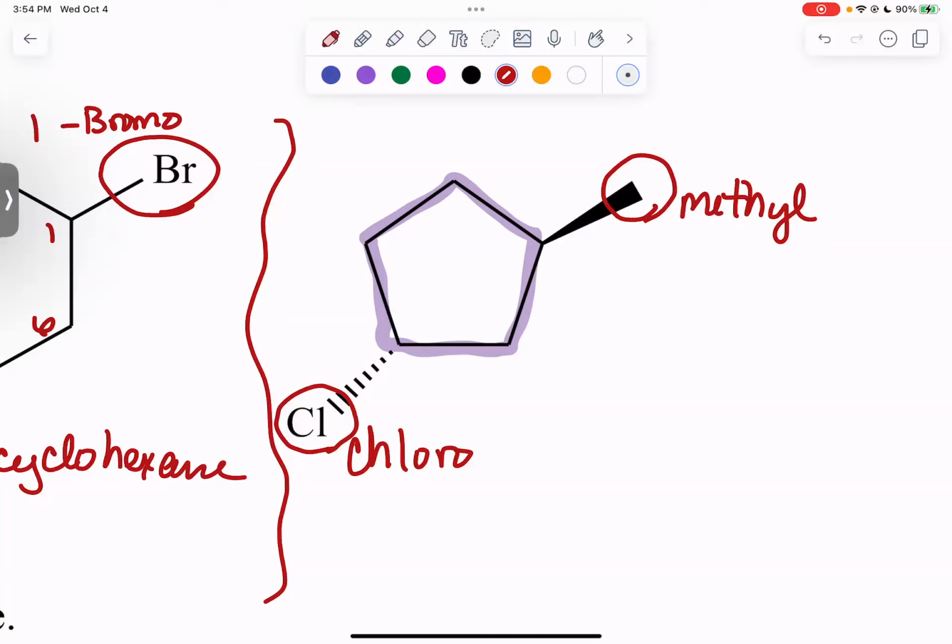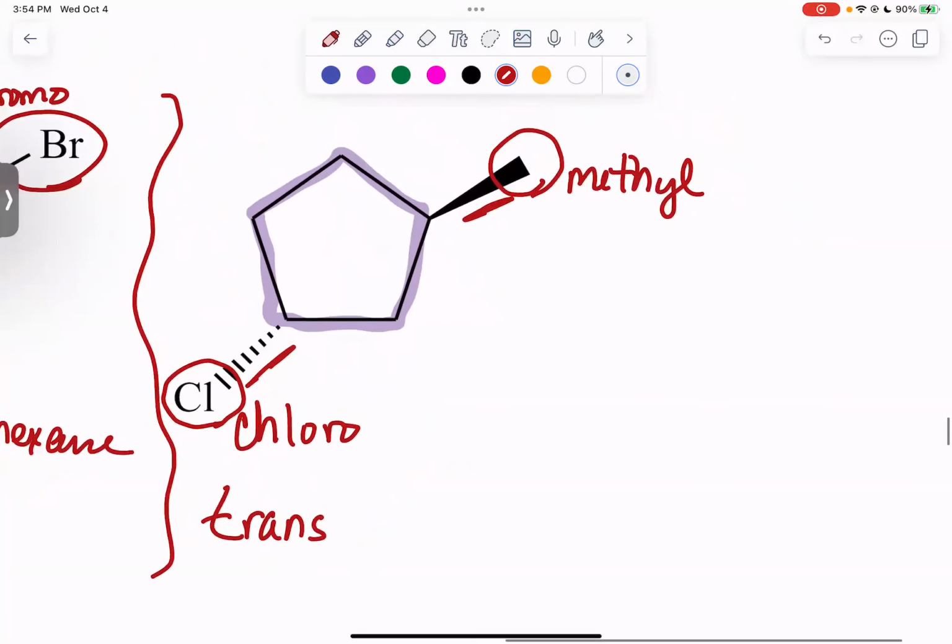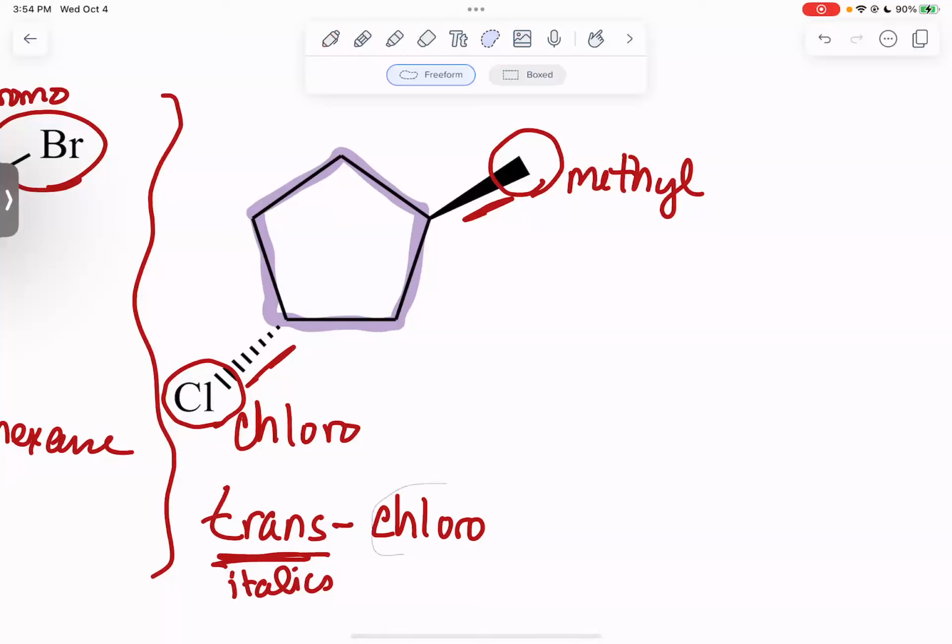Start with if it's cis or trans. See how this is opposite? One's a solid, one's a dashed. They're opposite, so it's trans, like a transatlantic flight. You go on opposite sides of the ocean. So trans, dash, and usually trans is in italics, but we can't do that when we handwrite, so just write trans. Then chloro, C-H-L-O, chloro.